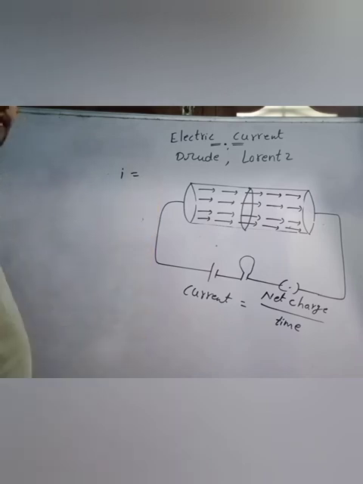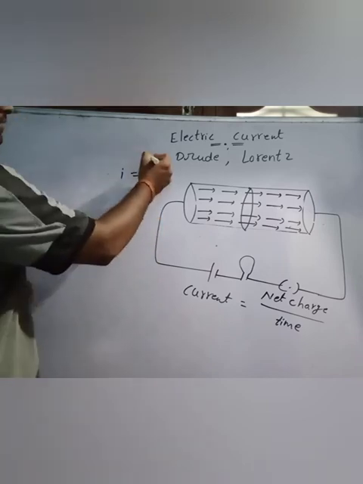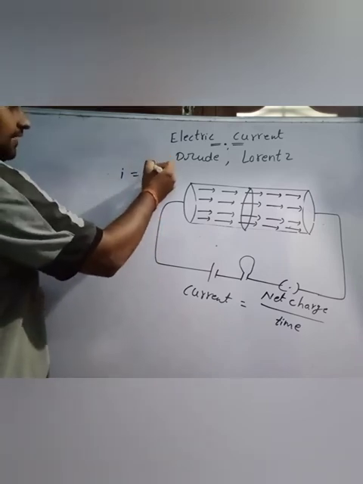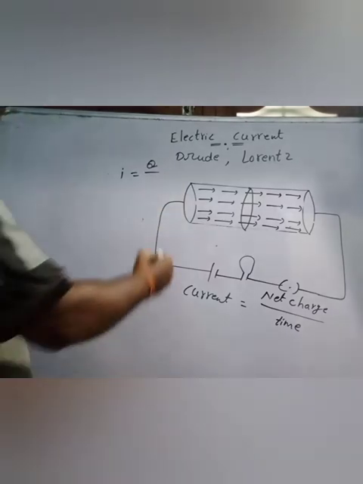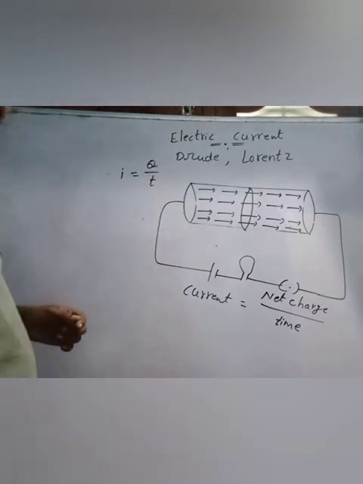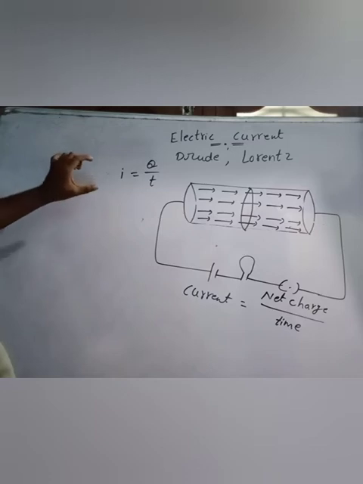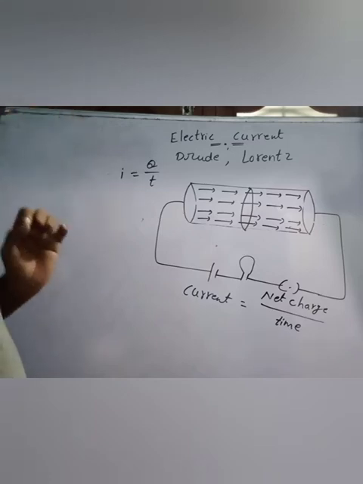So what is the formula for current? I is equal to net charge, here net charge is, for example, Q, divided by time T. Clear, all of you? This is called simply electric current. So I is equal to Q by T.